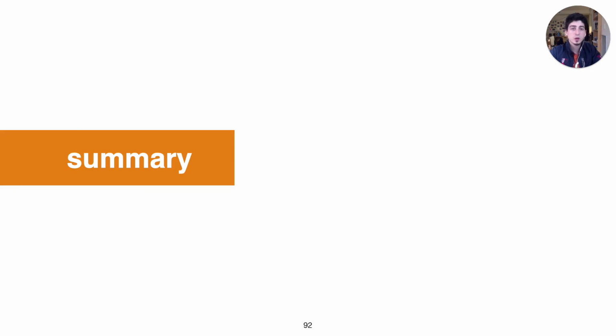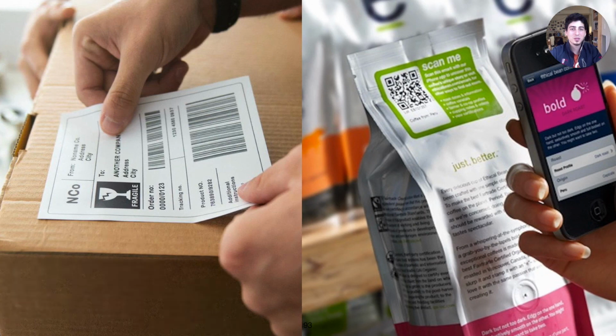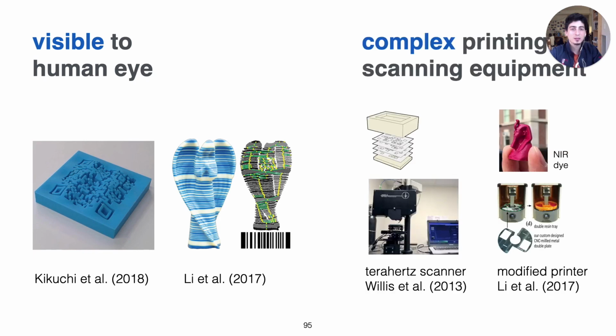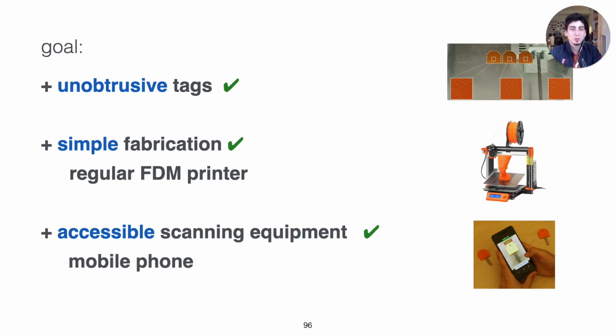So before I conclude, let me briefly summarize. In this project, our goal was to add tagging to 3D objects that is not as visible to the human eye and does not require complex printing or scanning hardware, which we have achieved by using off-the-shelf FDM printers and regular mobile phone cameras.